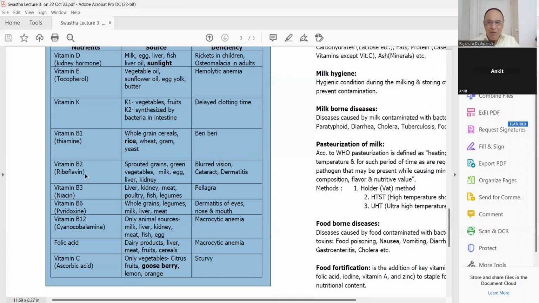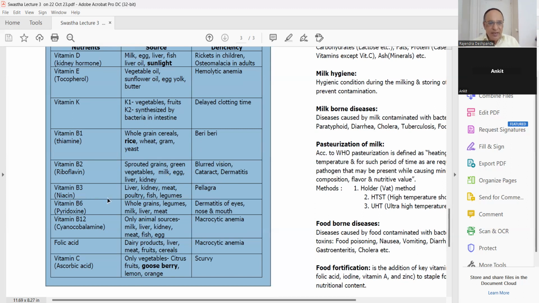Then vitamin B2, riboflavin: sprouted grains, green vegetables, milk, egg, liver, and kidney. When B2 is deficient, you get blurred vision. Your vision will be blurred, not clear. Someone says, Dr. Deshpande, I see double. Why? Because you are not having enough of it. Blurred vision. Then cataract can happen, and dermatitis. Cataract, in Marathi we call it motibindu. It is an opacity of the lens. Dermatitis, skin problem.